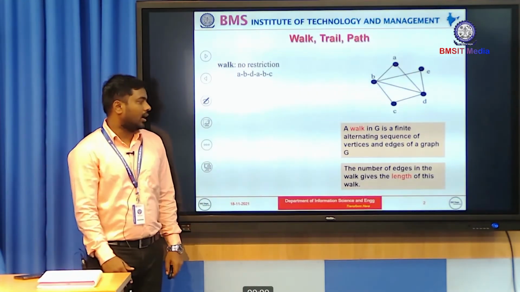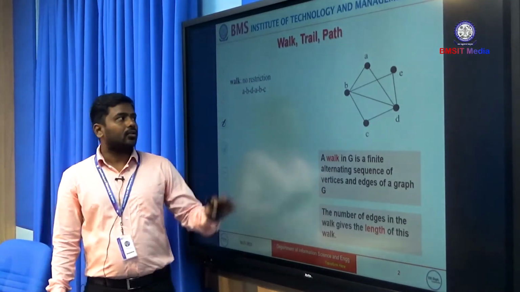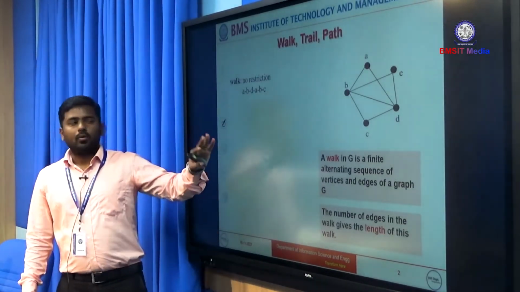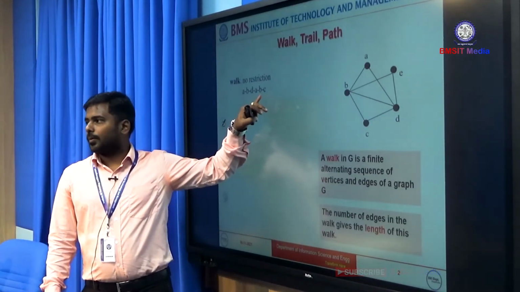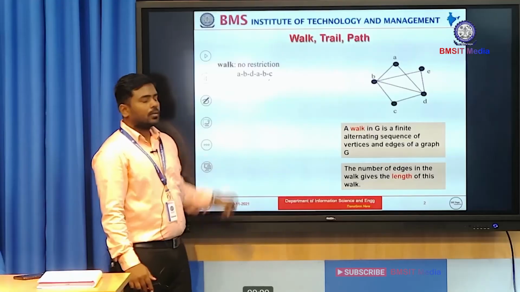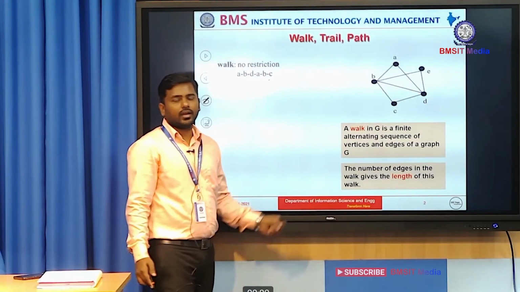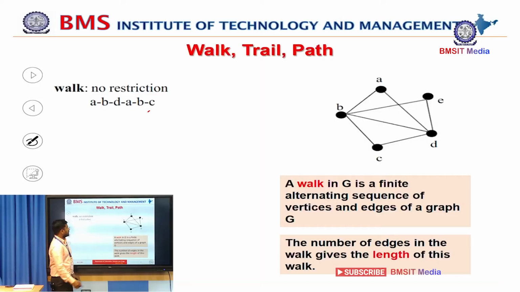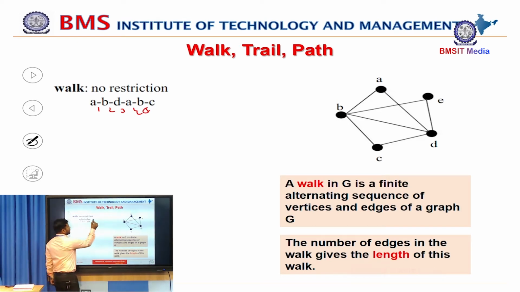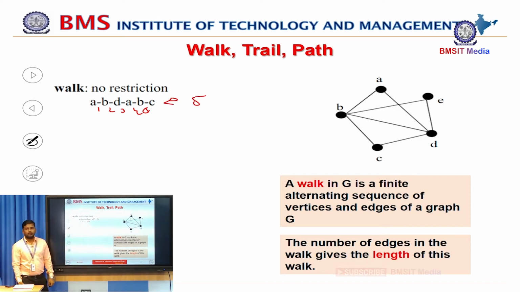Next, what is the length of this particular walk? It is the total number of edges that we have in this particular walk. Say in this example we have 1, 2, 3, 4, 5. So, we have 5 edges here, so the length of this walk is 5. This is how we can calculate the length of a walk.